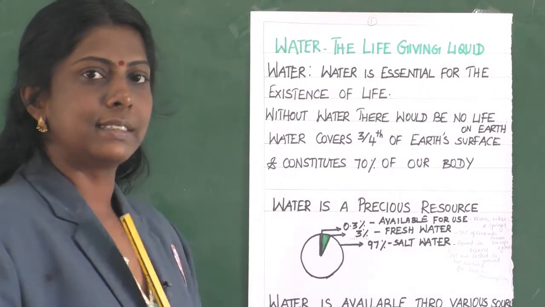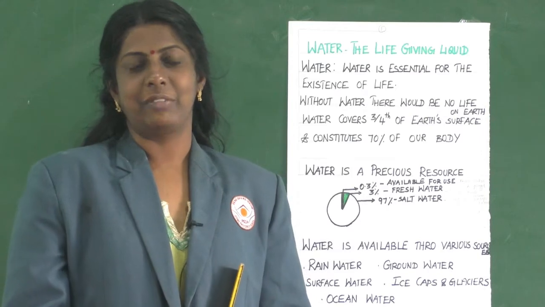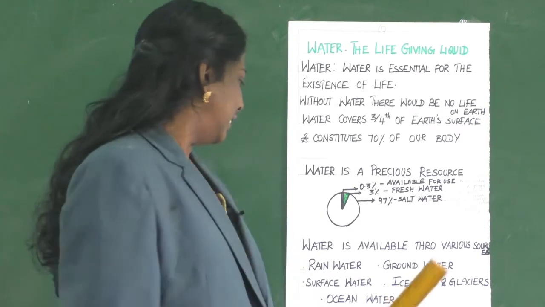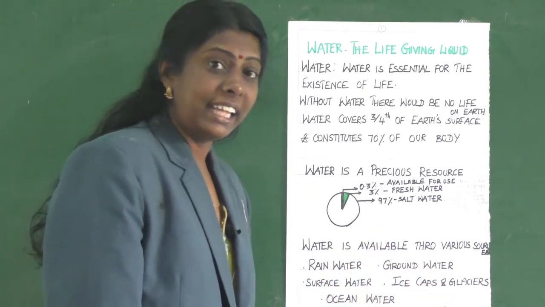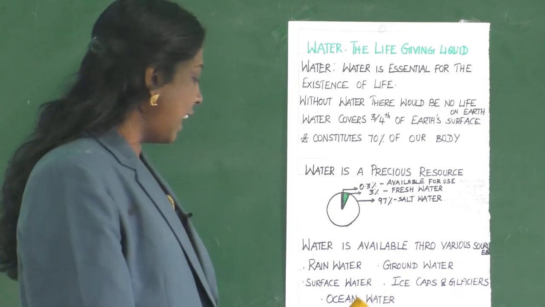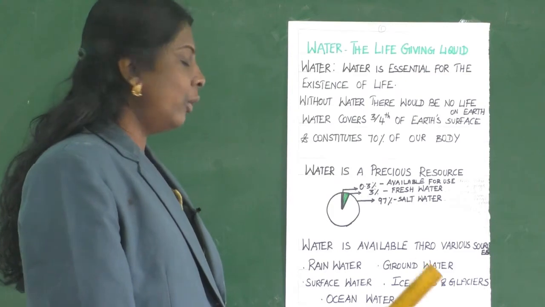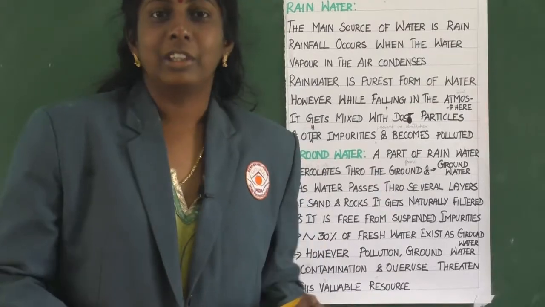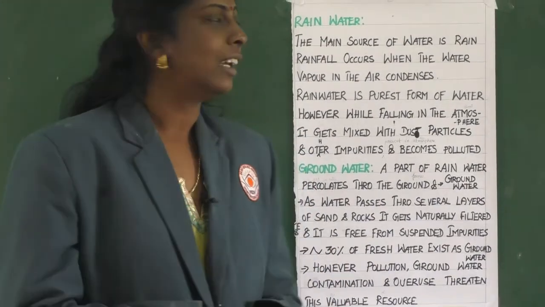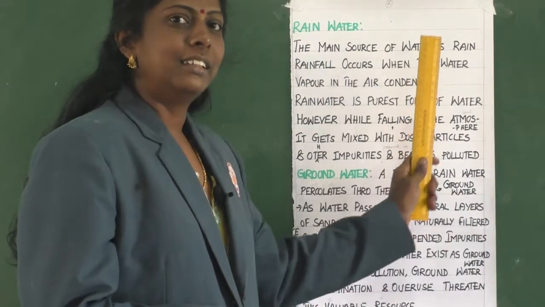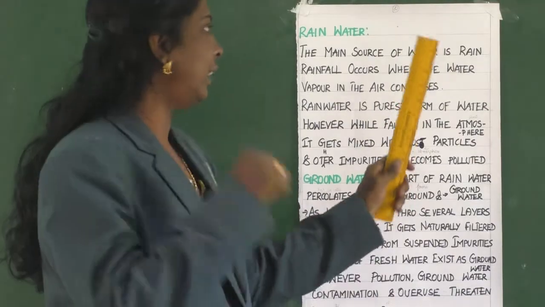Clear? Yes. Children, water is available from various sources. So what are they? Rainwater, groundwater, surface water, ice caps and glaciers and ocean water. Clear? Now let us learn about them one by one in detail. Children, now let us learn about rainwater, the first source. The main source of water is rain, isn't it? Yes, the main source of water is rain.